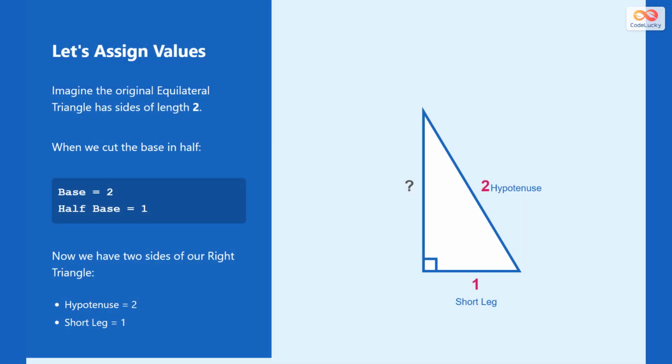Let's assign some simple numbers to see the relationship. Suppose the original equilateral triangle had sides of length 2. Since we cut the base in half, the short leg at the bottom becomes 1. The hypotenuse remains the original side length of 2, so now we have two known sides, 1 and 2.